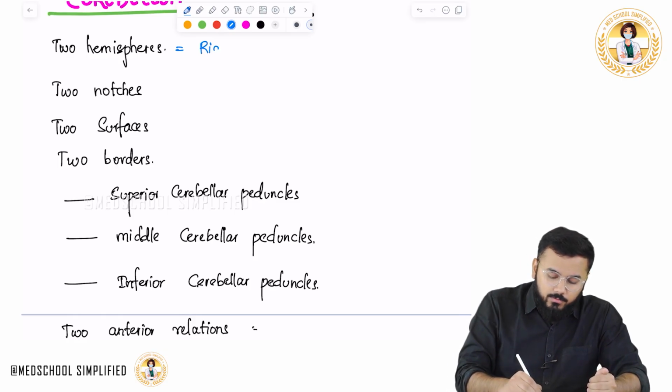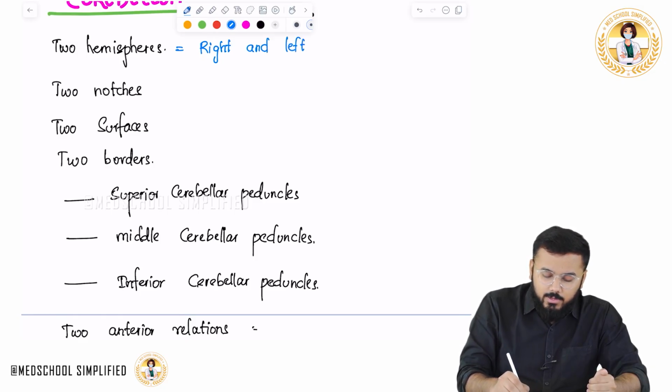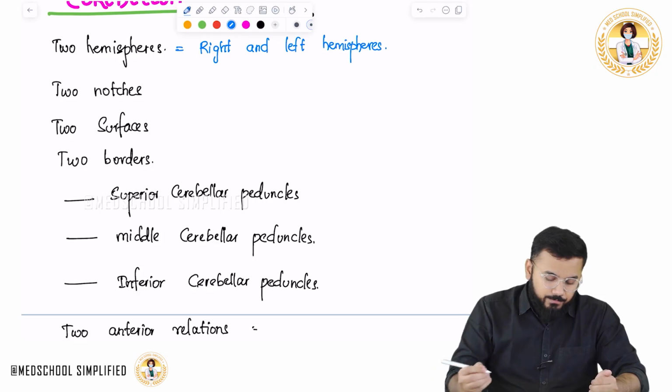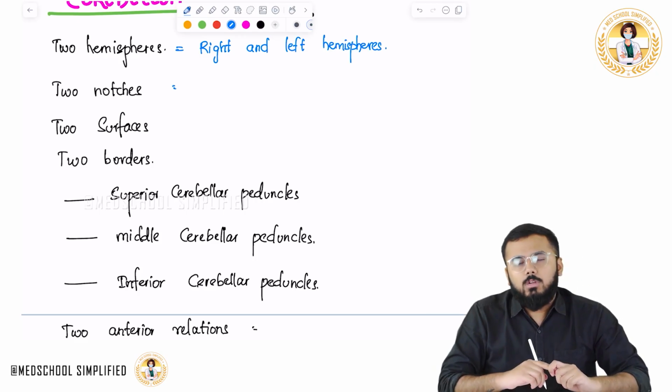So how many do we have got? We have got the right and left hemisphere. Don't confuse it with the cerebral hemisphere. This is the cerebellar hemisphere. Next, two notches we have got. What are the two notches?